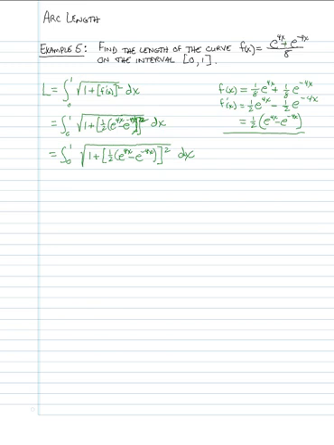Now notice that we're squaring a product. So when we square a product, we square each of the factors. And so this ends up being the integral from 0 to 1 of the square root of 1 plus. When we square 1/2, we get 1/4, and then we have e to the 4x minus e to the negative 4x, which is being squared.